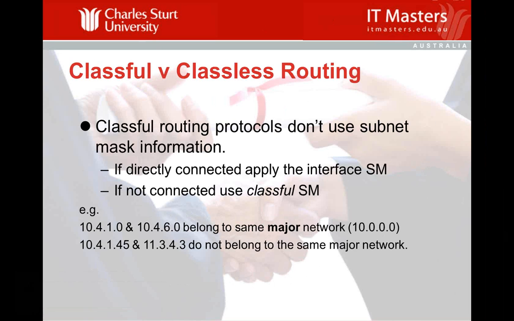Okay. If, however, the router does not have any interface belonging to the same major network, it will apply a classful subnet mask to the route. Okay, the classful subnet mask of the route. So in this case, if we have 10.4.1.45 and we have 11.3.4.3, they don't belong to the same major network. Okay, so in this case, the router would just apply a /8 because a /8 for the 10 network is the default classful subnet. Okay, that makes sense.